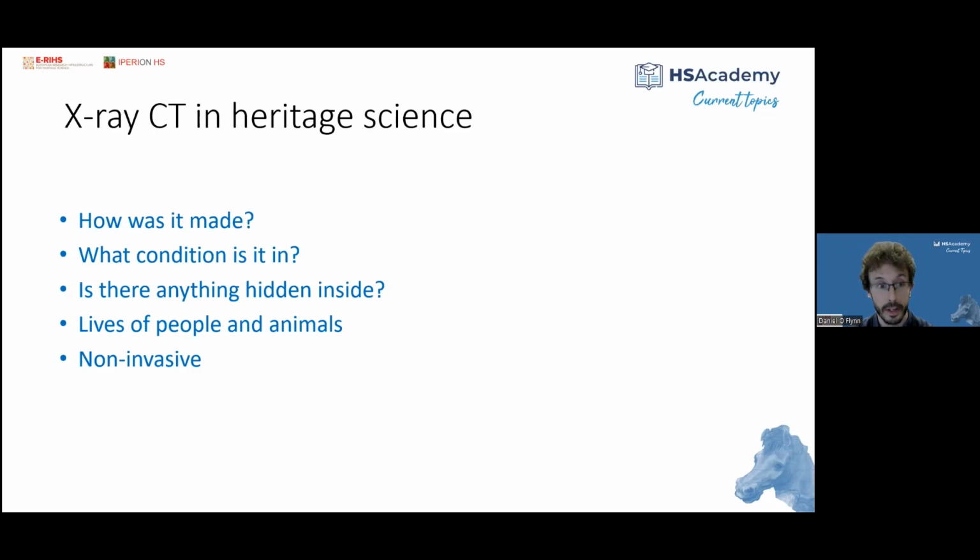We sometimes want to know if there's something hidden inside. That's when you have a box or something hidden under wrappings or under a layer of corrosion or soil, for example. We're able to look inside using X-rays. We can also use X-rays to further understand the lives of people and animals. I've already spoken about ancient cancer, and I'll show some more on the next slide.